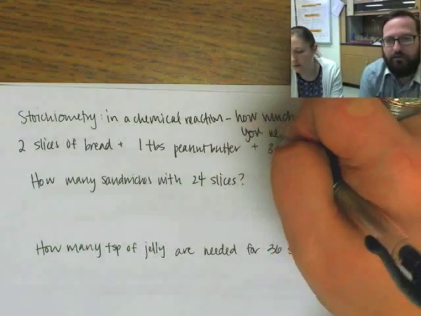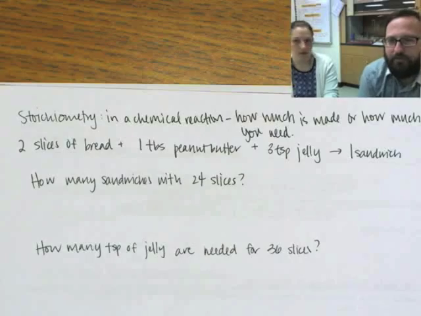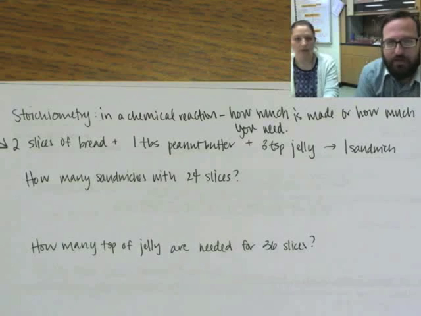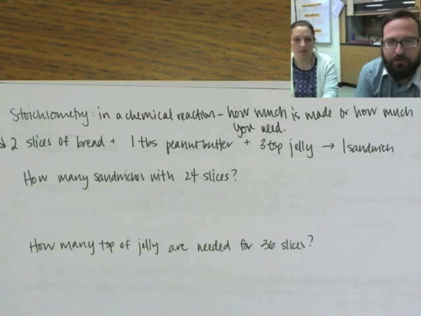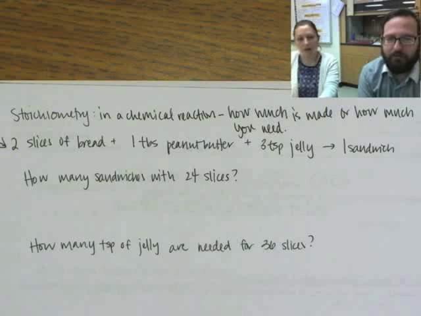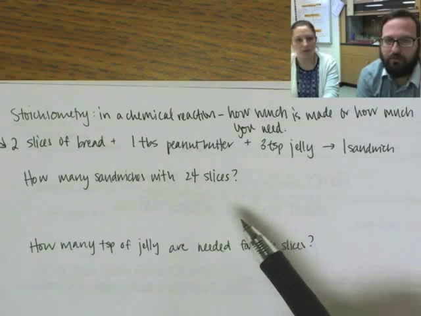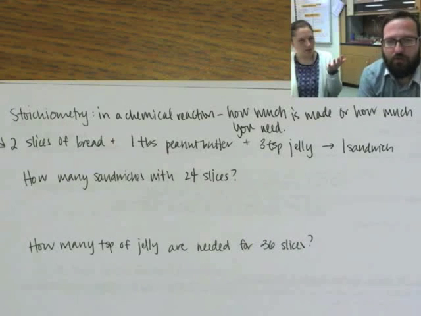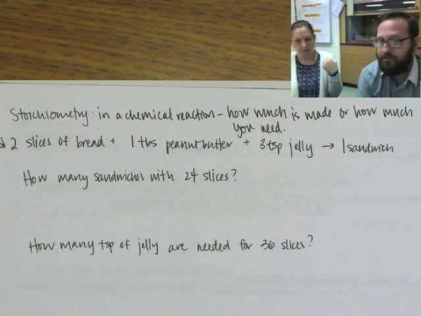Can we do this with a recipe? Yes, as a matter of fact, I see one written right there. So we've got 2 slices of bread, 1 tablespoon of peanut butter, 3 tablespoons of jelly. Combining all that makes 1 sandwich. Okay, so how many sandwiches with 24 slices? Well, that's easy. But we are going to demonstrate this using dimensional analysis.